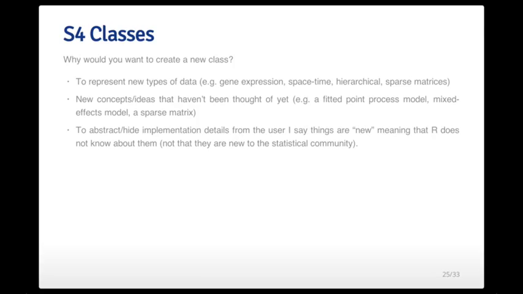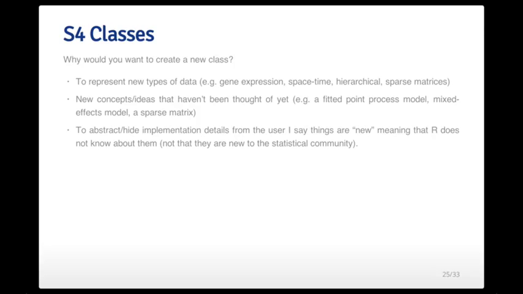So for example, you might want to represent new types of data like gene expression data, spatial temporal data, hierarchical data. You might want to represent a sparse matrix. These are all data types that don't exist in R, and so you have to create a new class to represent them. There are often new concepts that haven't been thought of yet. There's a linear model type of class, but you can think of a point process model as a different kind of class. A mixed effects model is another type. Things like that haven't been implemented yet in R.